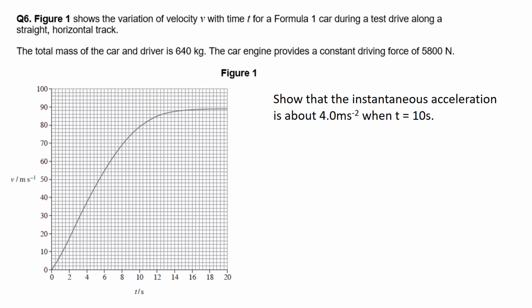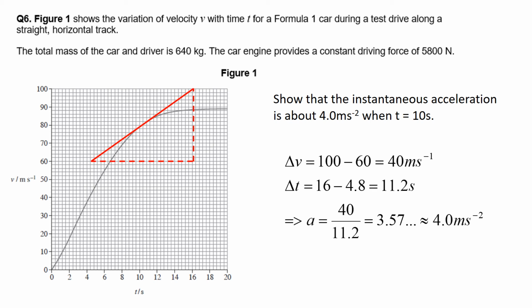So to find instantaneous acceleration, if we knew the equation, we could find the derivative, but we don't, so we have to draw a tangent to the graph at 10 seconds. Then we have to find the gradient of that tangent, which I found and got about 3.57, which isn't exactly 4, but it's in the right ballpark, so we know we've done it right there. Okay, so we've got acceleration.